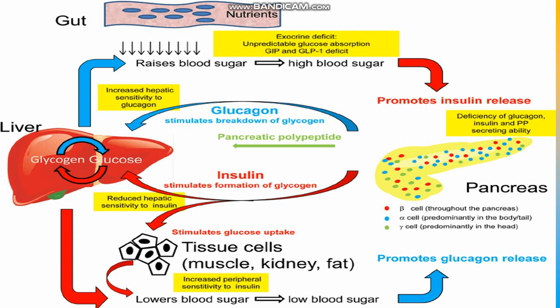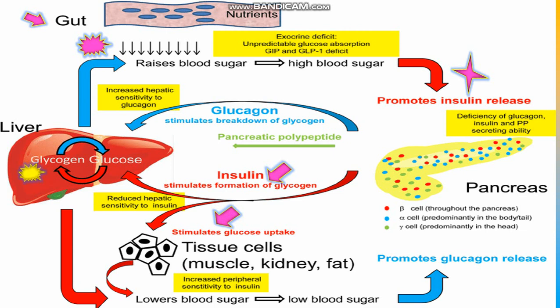So, this is the summary of what happens to the food which we eat. In the gut, the nutrients are absorbed, and one of the nutrients is glucose. As a result, it would raise blood sugar level. When the blood sugar level increases, it would lead to the secretion of insulin by the pancreas. When insulin is secreted, it would stimulate the formation of glucose into glycogen, or it would stimulate glucose uptake by the other cells, which include muscle cells, kidney cells, and fat cells.